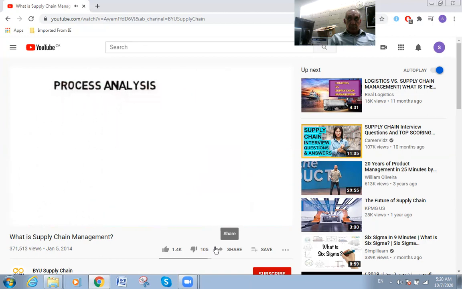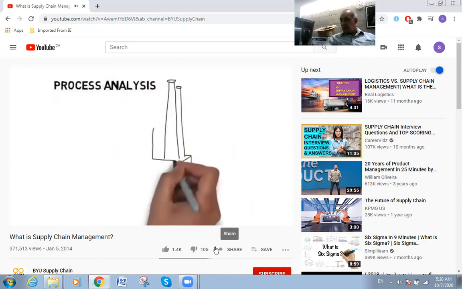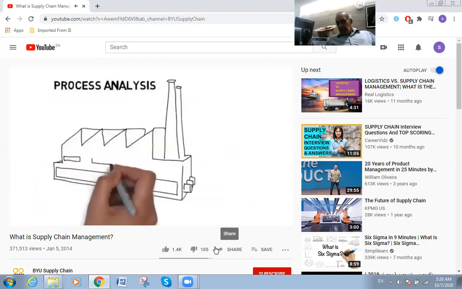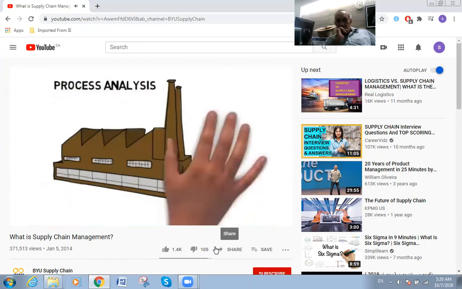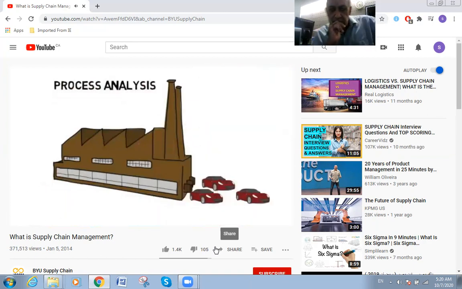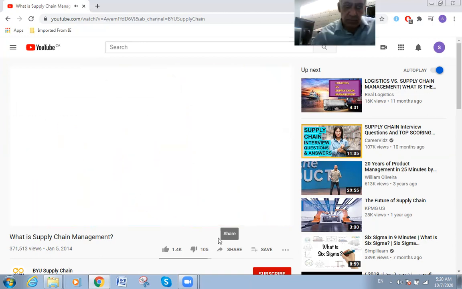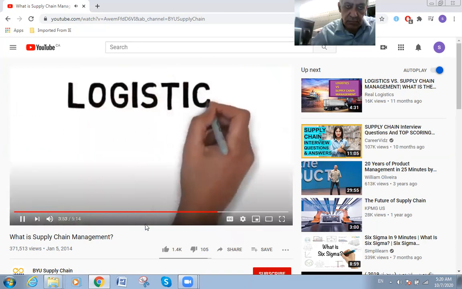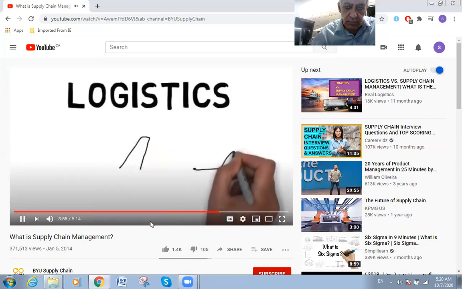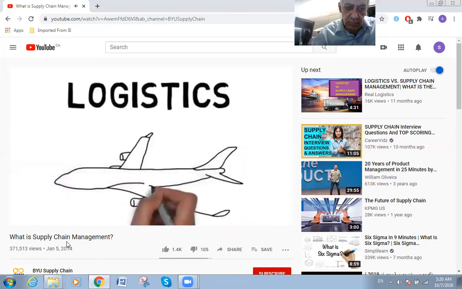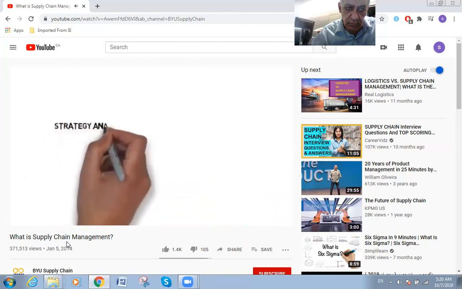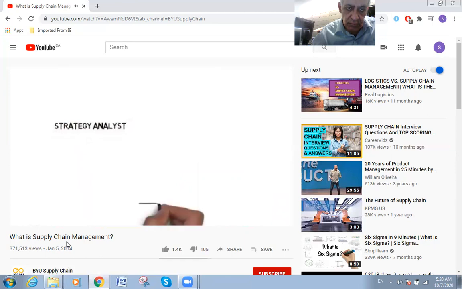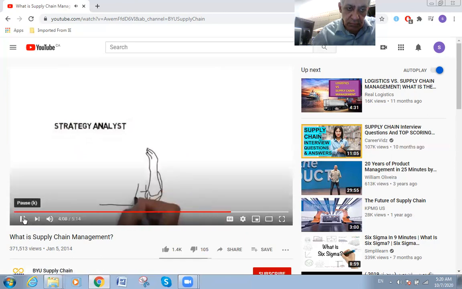You could be a process analyst and improve the processes in your factory. Responsible to make sure your products get out the door as efficiently as possible, like all these nice cars being pumped out of this factory. In logistics, a complex and exciting field, we focus on getting materials from one place to another. This field is growing quickly. For example, about 10% of the population of the state of Georgia works in the field of logistics. You could be a supply chain strategy analyst.